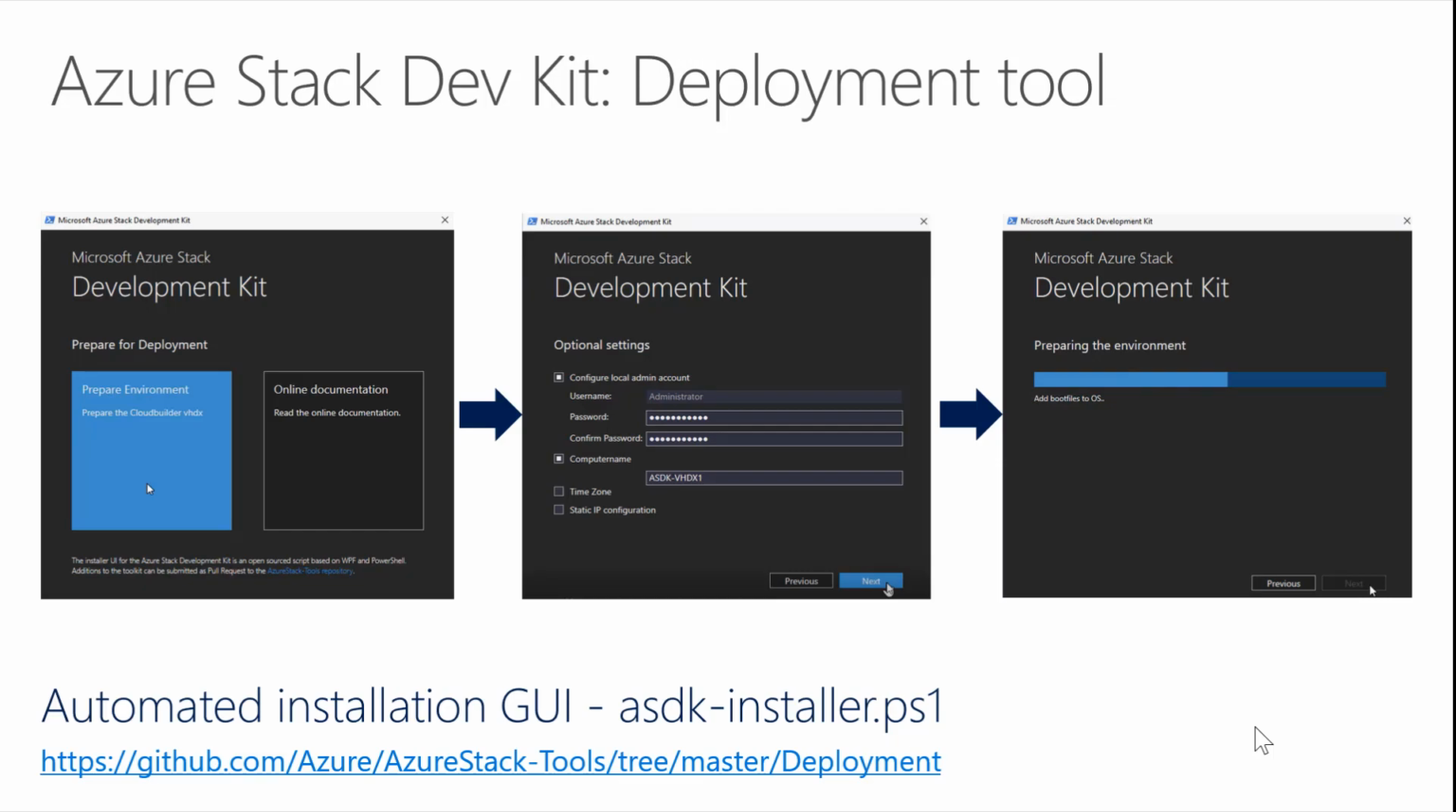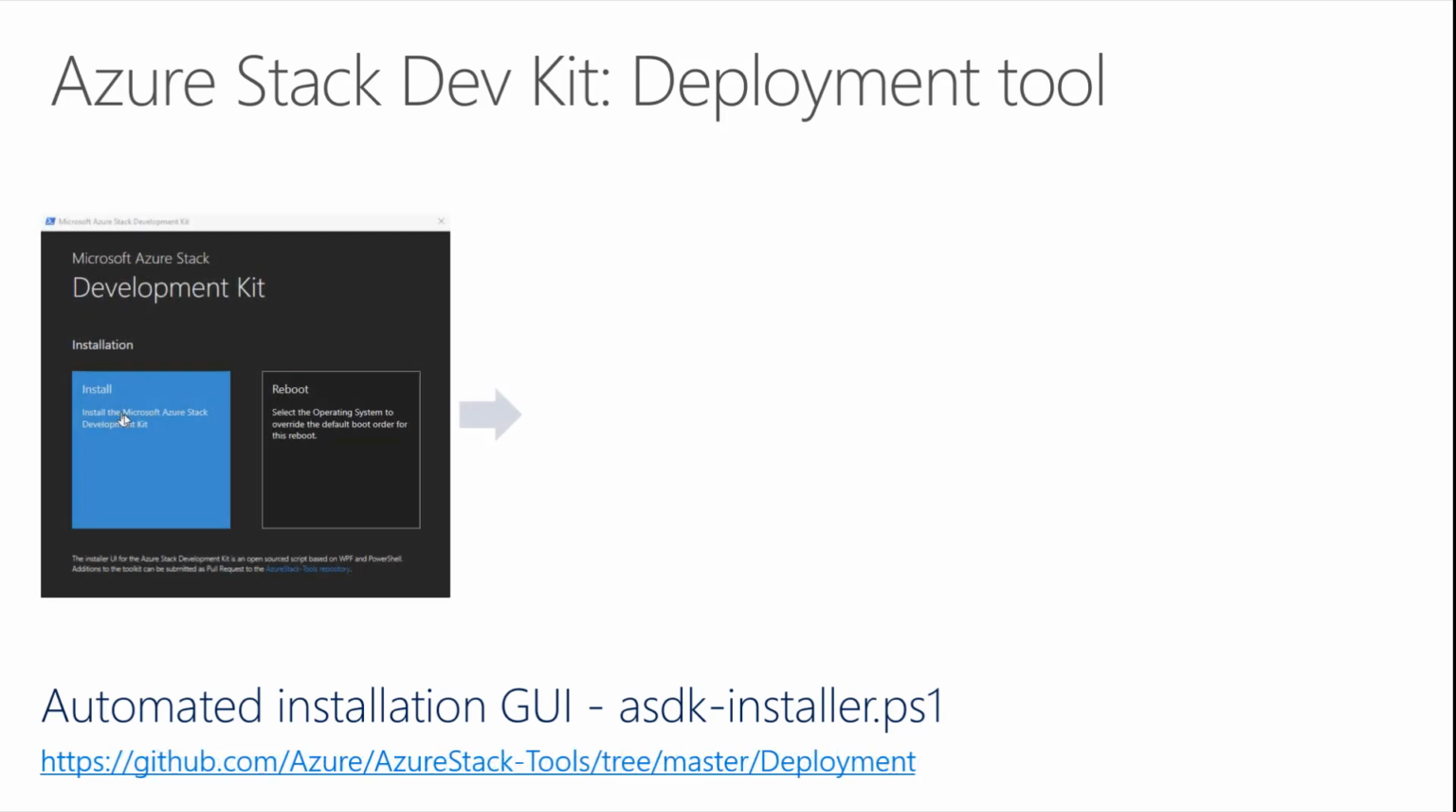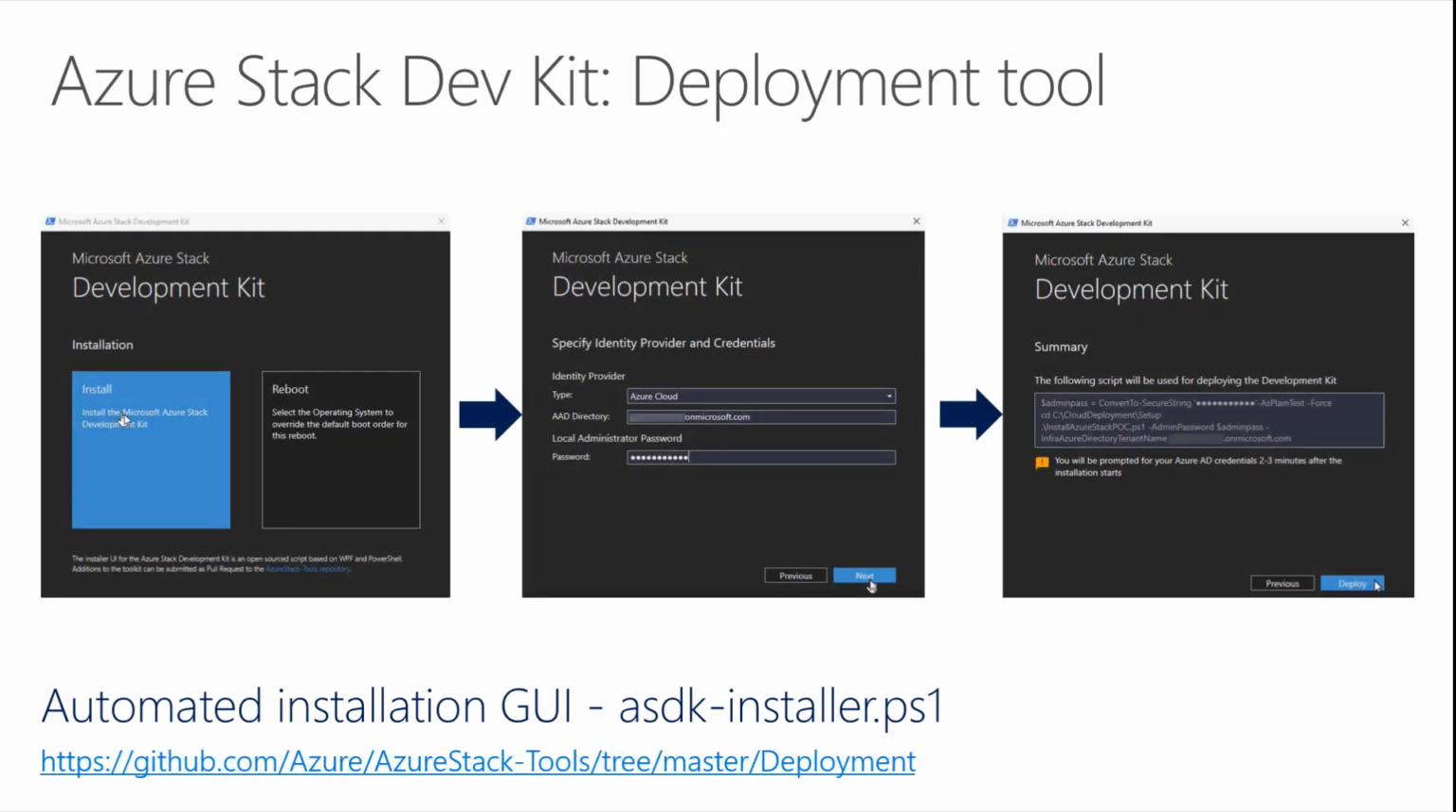So it prepares the Cloud Builder VHDX. In the middle screen we put in the username and password we're going to use for the administrator. You can give it a name, and then you run the script. It's an automated GUI install, and there's the link at the bottom of the page. Once you've done that, and it's prepared that Cloud Builder VHDX, now we're going to start the installation.